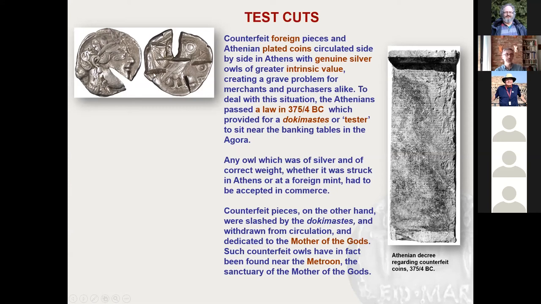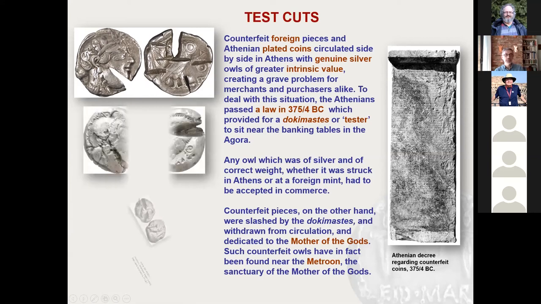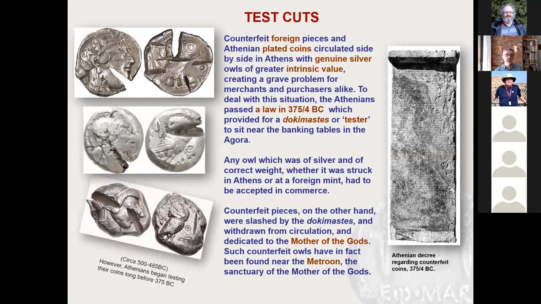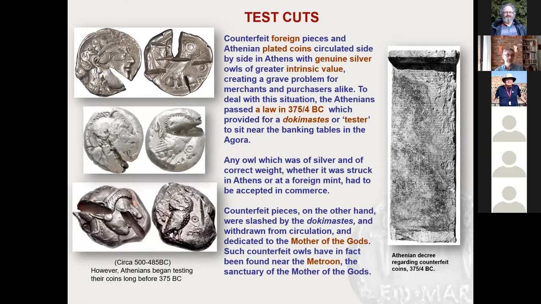As you see, this one has 1, 2, 3, 4, 5 chisel marks, and it continued to circulate. And if it is a bad coin, they would simply destroy it, and they would take it off from the market. And they say that the withdrawn coins were dedicated to the mother of the gods, but I don't know about that. Unfortunately, there is not much evidence about that. However, test cuts didn't start in 375.